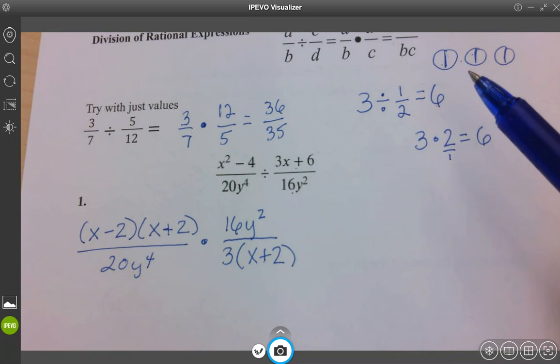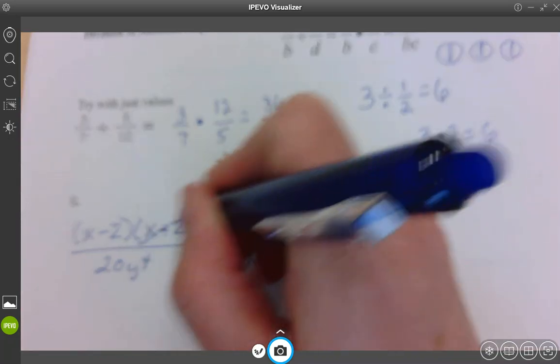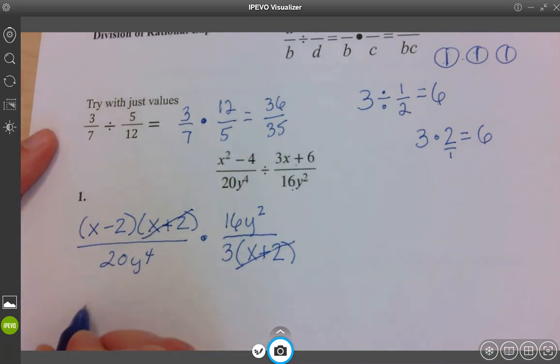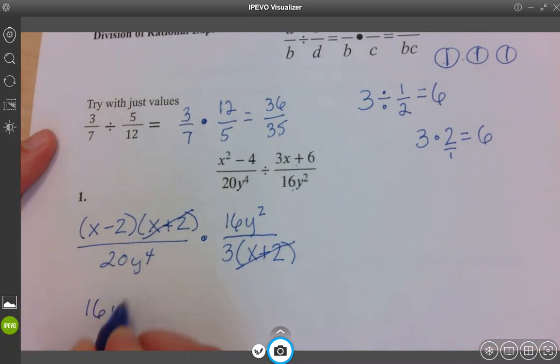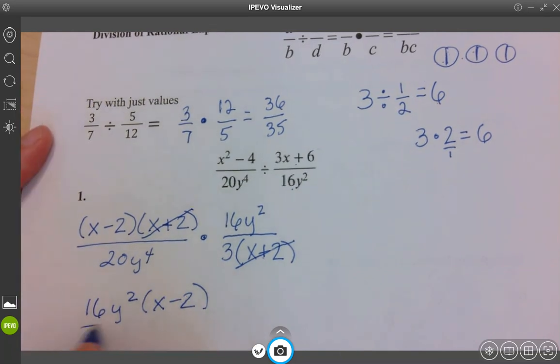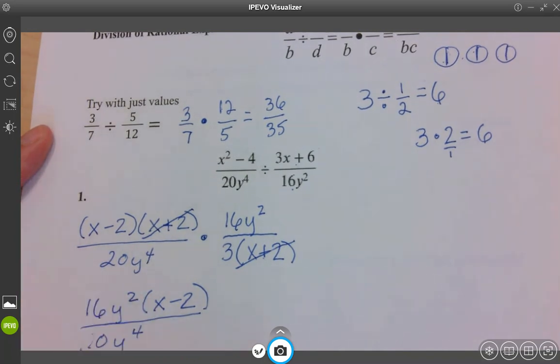Does anything cancel yet? Yeah, x plus 2, good. It's going to cancel. So let me bring down what I have. 16y squared, x minus 2. Are they y's and x's? Oh my goodness. Good morning. 20y to the, oh wait, I should multiply the 20 times the 3. So that would be 60. Thank you.